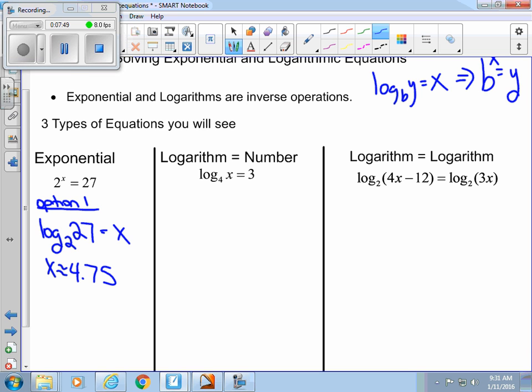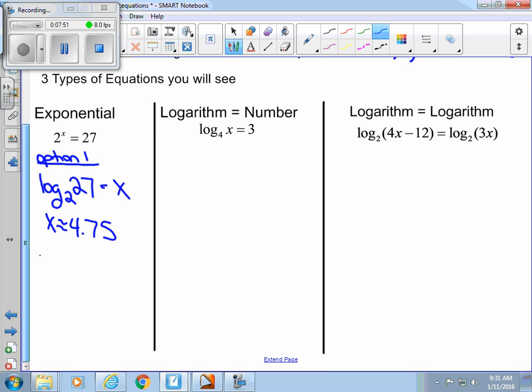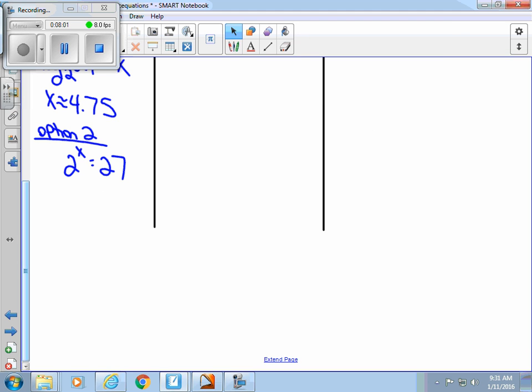Okay. Option number 2, same equation. Some of you will prefer to stick with the way you've always solved equations by doing something to both sides of it. So I want to teach you that option as well. You can choose again. I don't care which way you do it, as long as you do it correctly, I'm happy.